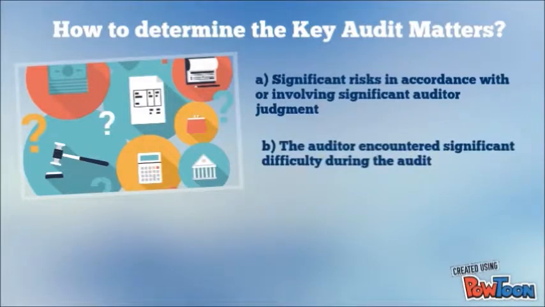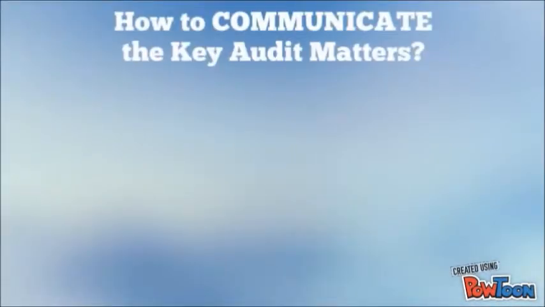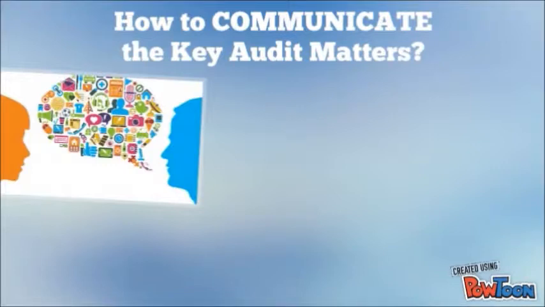Areas in which the auditor encountered significant difficulty during the audit, including with respect to obtaining sufficient appropriate audit evidence. Circumstances that required significant modification of the auditor's planned approach to the audit, including as a result of the identification of a significant deficiency in internal control. Communicating key audit matters. The auditor shall communicate the key audit matters determined in a separate section of the auditor's report under the heading Key Audit Matters.